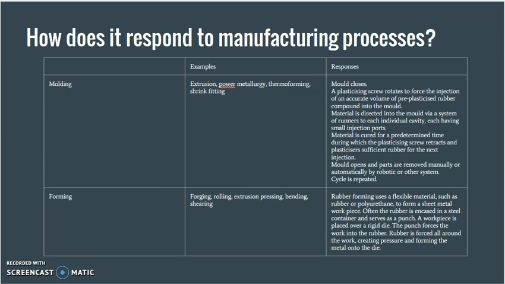Next, we will be discussing rubber's response to multiple manufacturing processes. The first two processes in this discussion will be molding and forming.